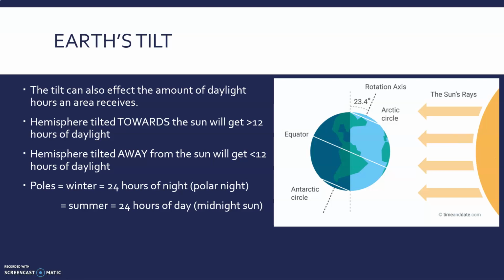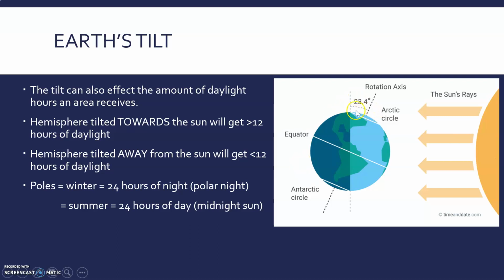So hemispheres tilted towards the sun are always going to get more than 12 hours of daylight. So this picture has the northern hemisphere, all of the northern hemisphere tilted towards the sun. So these are the sun's rays. This hemisphere, the southern hemisphere, has it tilted away. Okay? So they're going to get less than 12 hours.